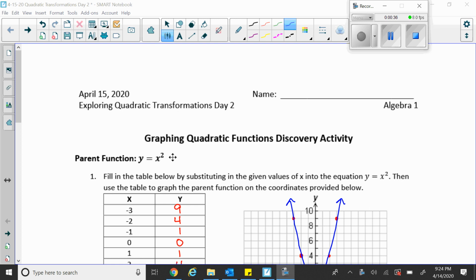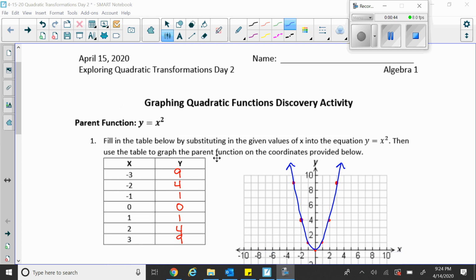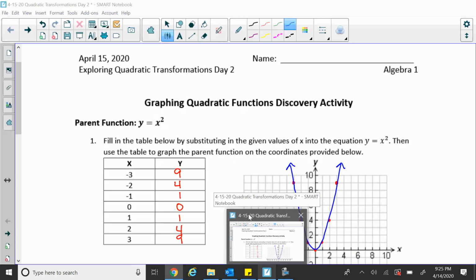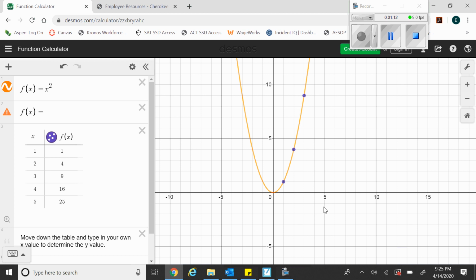So what we're going to look at today is what happens when you multiply by something, because we didn't see that on Monday. What I have here on the screen is what we did on Monday, the parent graph. I filled out this table. If you plug these numbers into x squared, these are the numbers you get out. Then I graphed it, and we have our parent graph, a parabola. I also have it graphed here on the calculator that I have posted for you guys. Remember, this calculator can be found in modules under Digital Learning Resources.